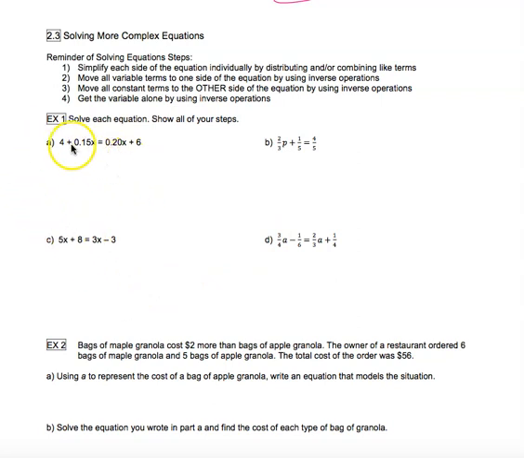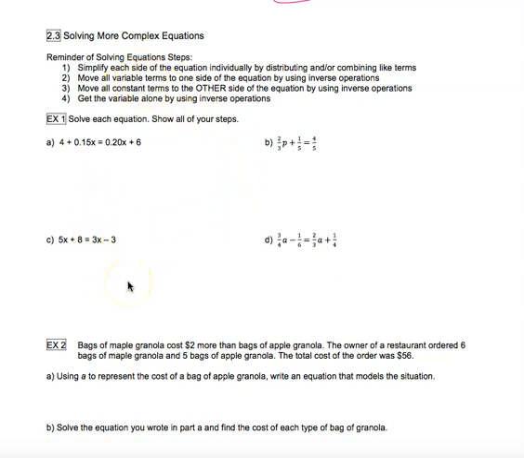So we're going to follow our same general steps here. First, we need to look at the individual sides to see if we can distribute or combine like terms. On the left side, this is a constant, this is a variable term, so they're not like terms. Nothing I can do on the left. On the right, variable term, constant term. So nothing I can do there either. Step 1 is already done. So step 2, move all the variable terms to one side of the equation by using inverse operations.